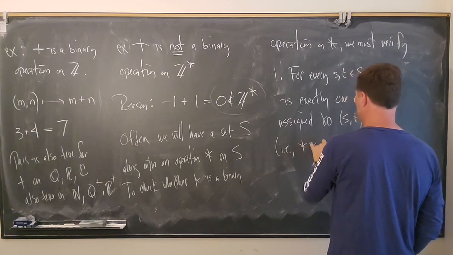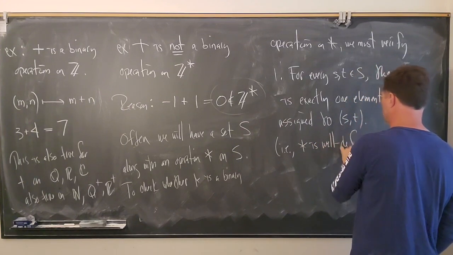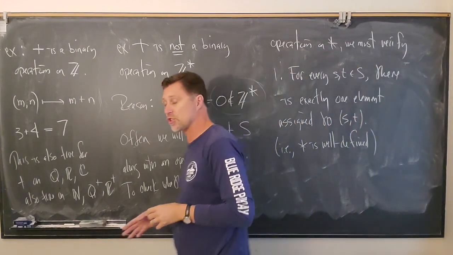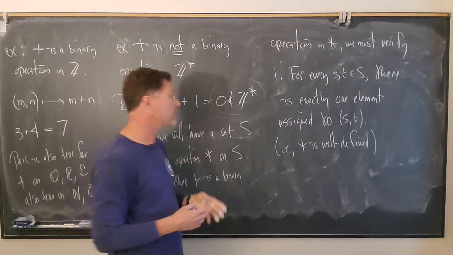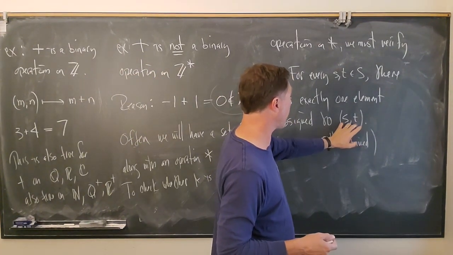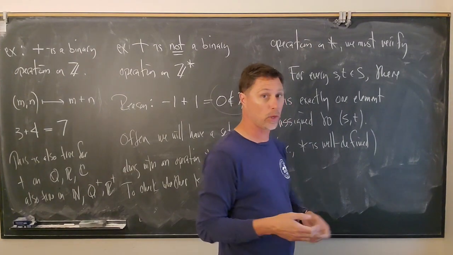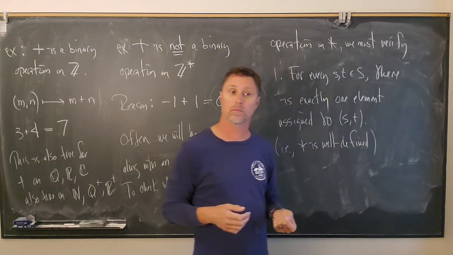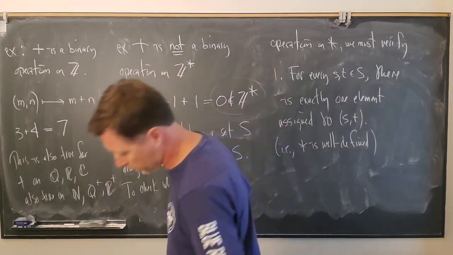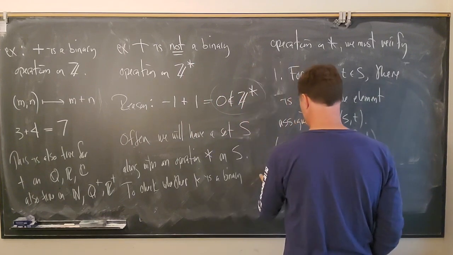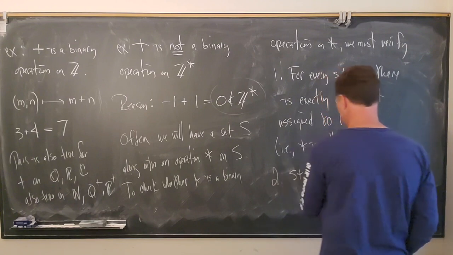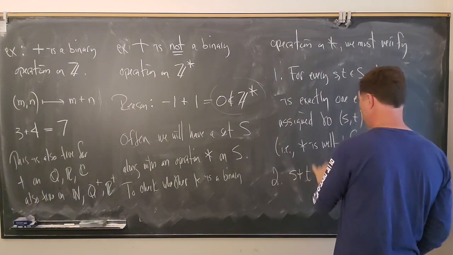In other words, star is well defined. So whatever formula you have for star, you need to make sure that it makes sense in the function setting, so that when you have an ordered pair s comma t, the output, which we write as s star t, corresponds to exactly one element. And then the second part, part 2, is that s star t needs to be an element of capital S.